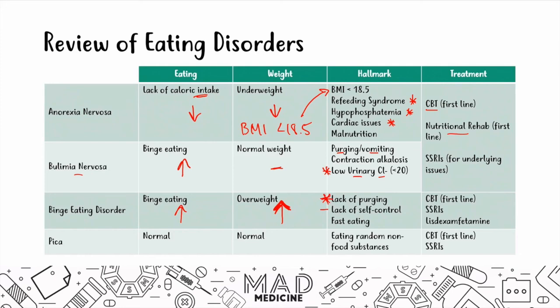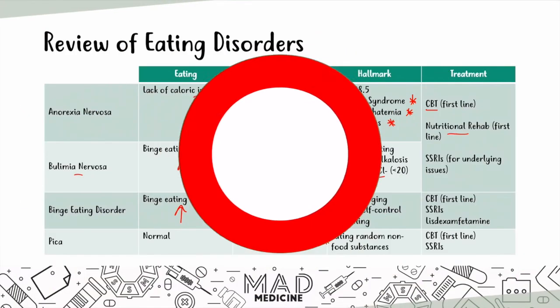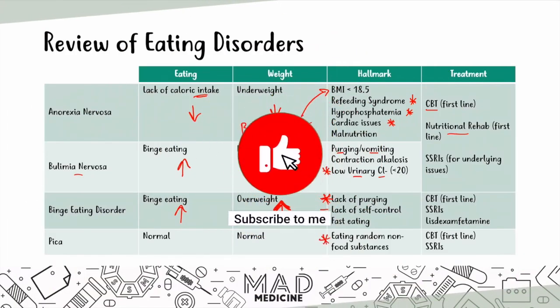The treatment for this is CBT, for sure. You can give SSRIs or an ADHD stimulant called lisdexamfetamine. Now, finally, we have pica, in which the patient will eat normally. This isn't really an eating disorder per se, and their weight is going to be normal. But the key giveaway is that these patients are going to be eating random non-food substances, like dirt or ice.